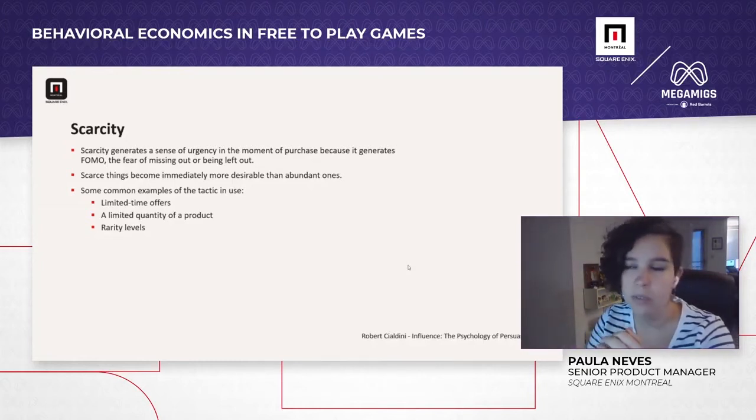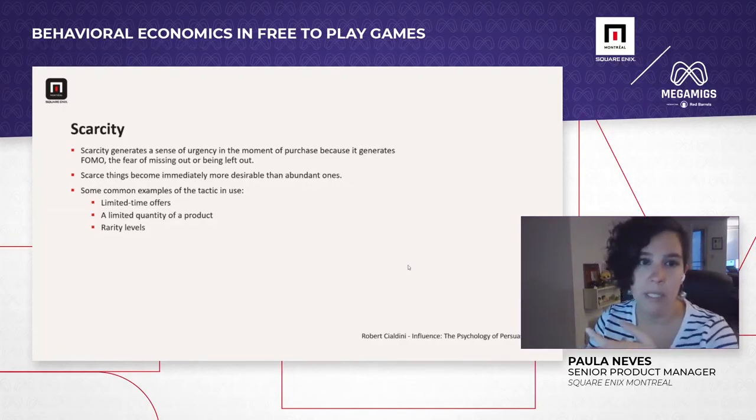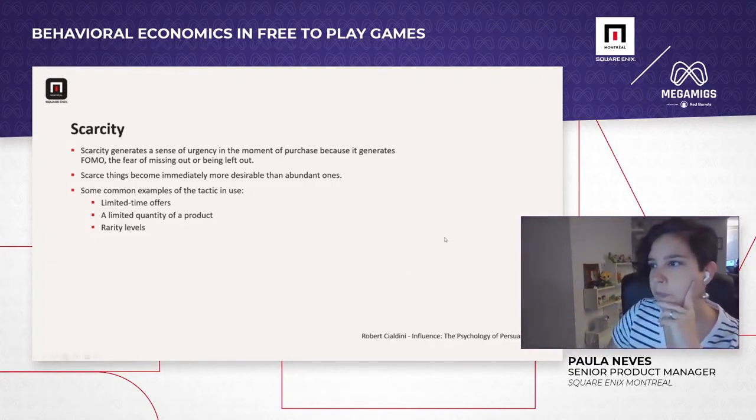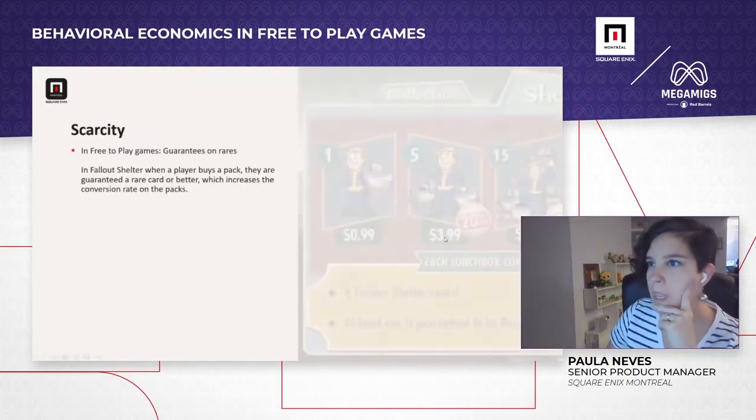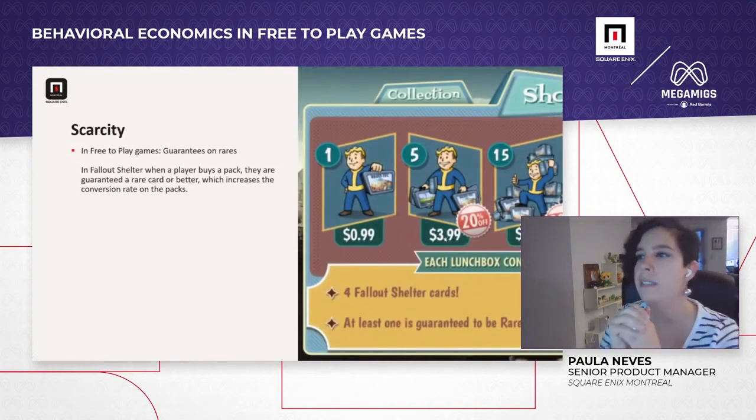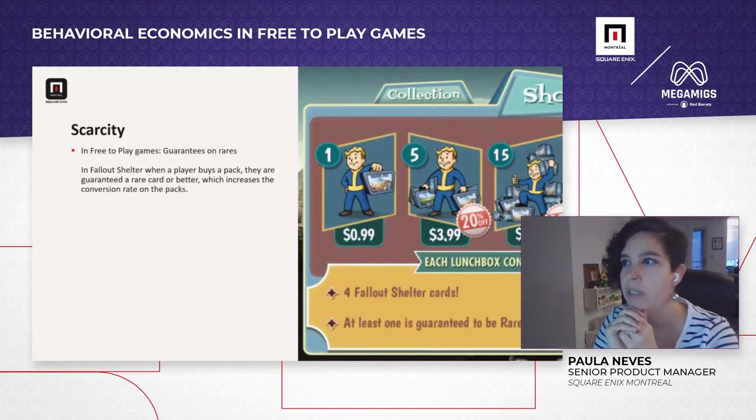Scarce things become immediately more desirable than abundant ones. And some common examples that not only games, but a lot of products use, are limited time offers or a limited quantity of a product, just the first 10, first 20 purchases, and rarity levels, which is very common for games specifically. Yeah, and this is the example I wanted to show in terms of games, using rares and the guarantee on rares to upsell and to increase the conversion of your IAP, right?